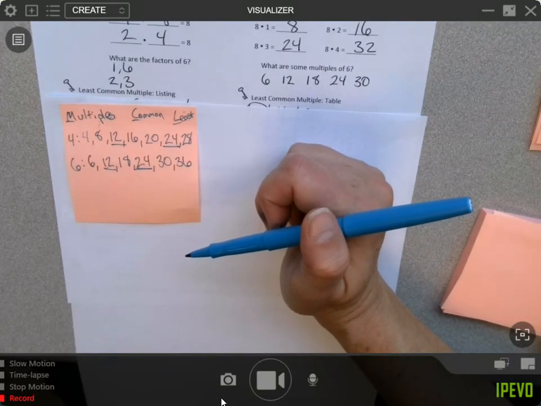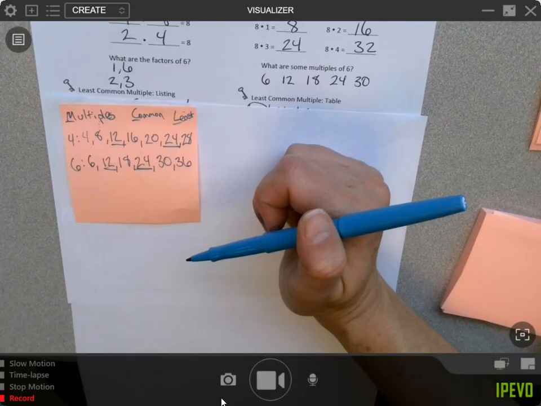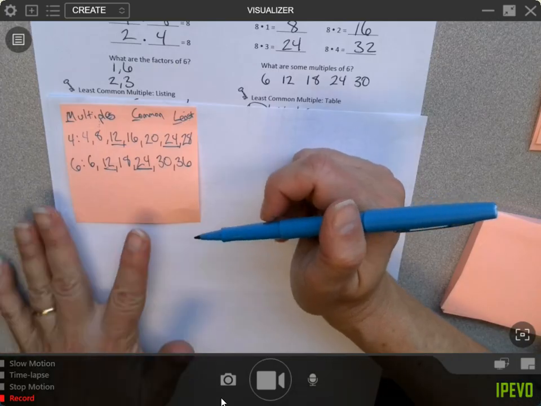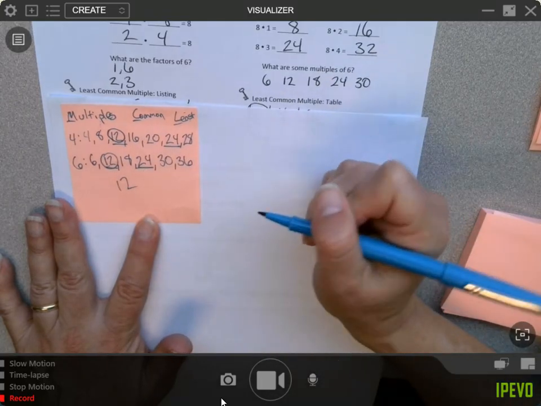What would be the least common multiple? What do you think, Sarah? What would be the least common multiple? 12. That is the smaller of the 2 numbers. So my least common multiple would be 12.